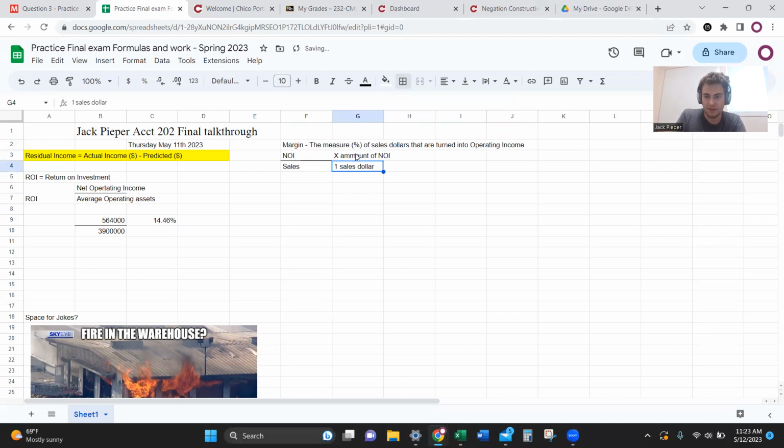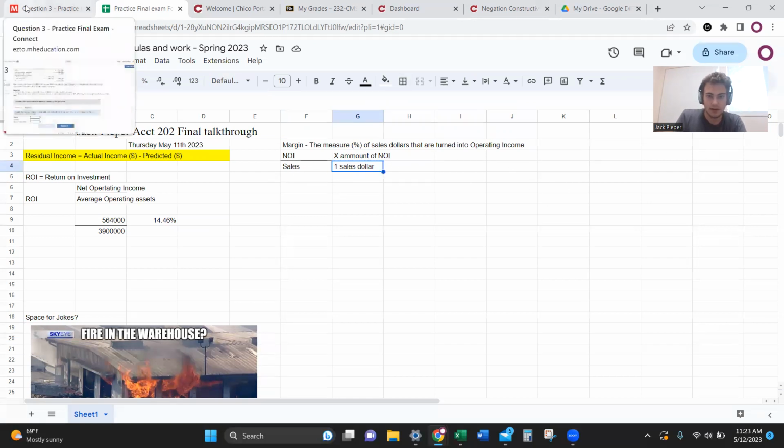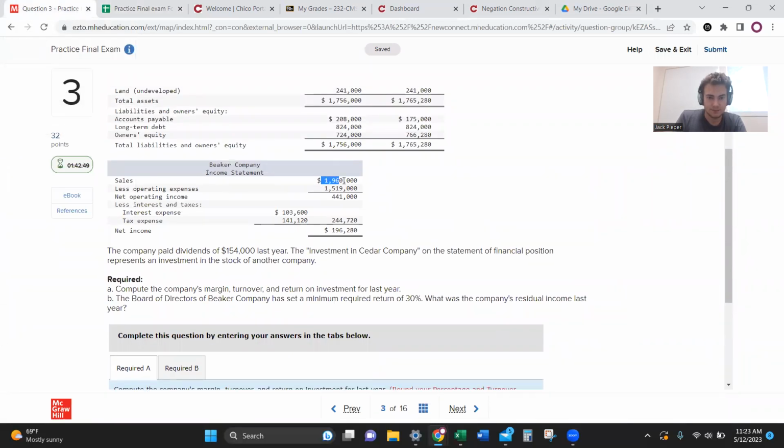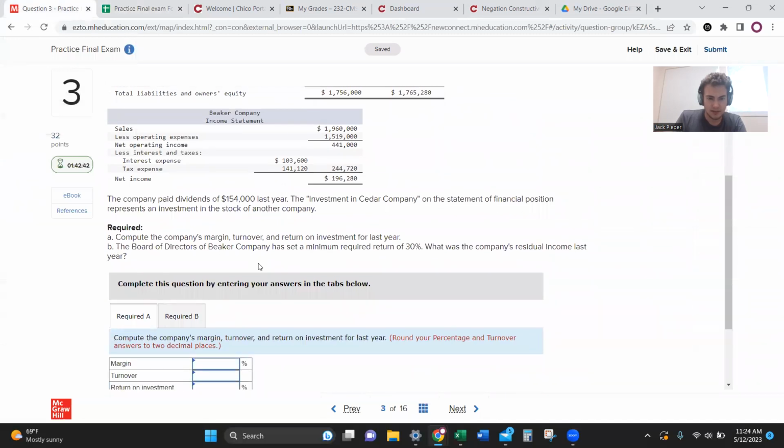Okay, and you definitely will have less, which is why it's a percentage because it's out of one or out of 100. Because you have expenses you need to take care of that get subtracted out of your sales to get to your net operating income. Okay, so we can just do this. We can divide our net operating income divided by our sales. So we will do 441,000. And remember, it's not net income, it's net operating income.